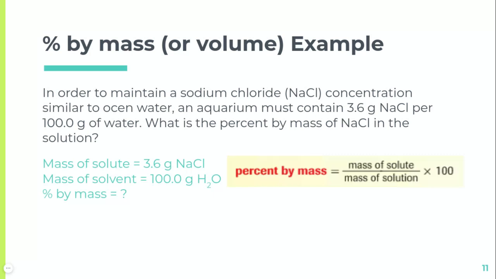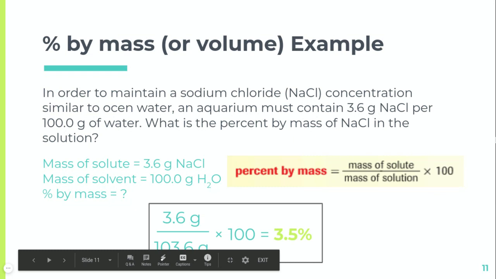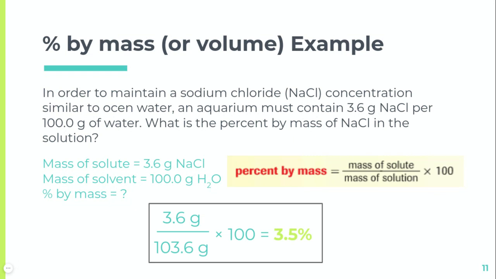As a reminder, here's your equation for percent by mass. We're looking for the mass of our solute divided by the mass of our solution. Our solution is equal to the combination of our solute and our solvent. So we're going to have to take our number for our solute and the number for our solvent and add those together to get the total mass of our solution. We know our solute is 3.6 grams. When we add 3.6 for our solute to the 100 grams of our solvent, we get a total mass of solution of 103.6 grams. So we take those numbers, divide them, and then multiply by 100 to get our final answer, which is that we need a 3.5% by mass sodium chloride to be most similar to ocean water.